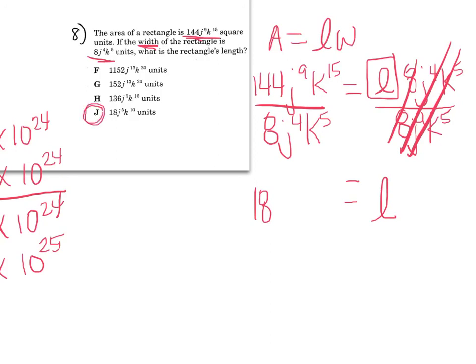But let's keep going. j to the 9th divided by j to the 4th. I have 5 j's more on top, so that's going to be j to the 5th. And then I have k to the 15th divided by k to the 5th. This cancels 5 out of those k's, which would be k to the 10th. And we can see that this is our correct answer.